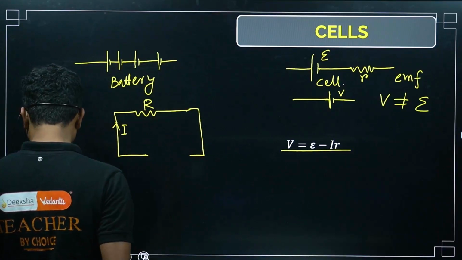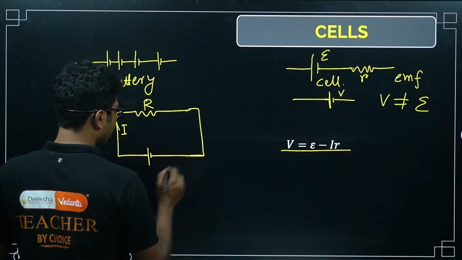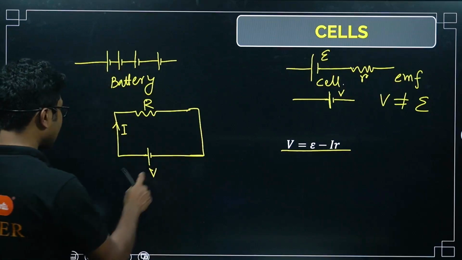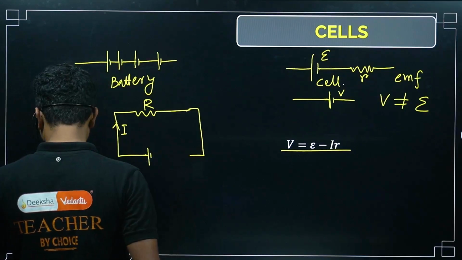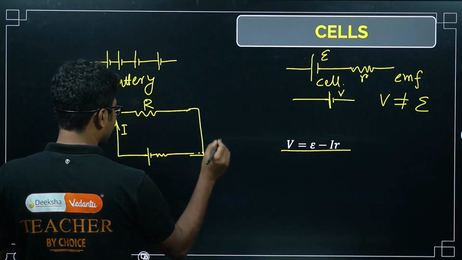using our known voltage source, then this is our V. But generally this is an ideal case. Ideal case we are not interested in, we are now working on some real cases. So we are using this.